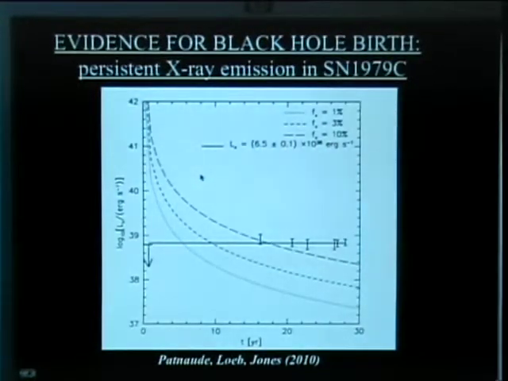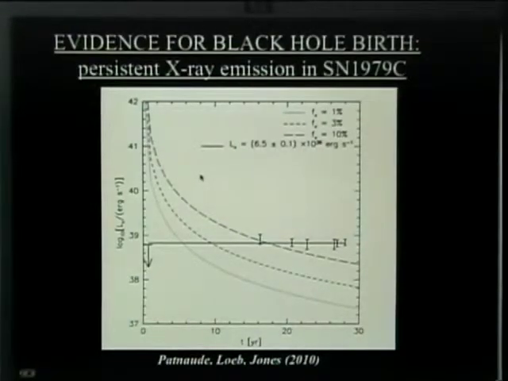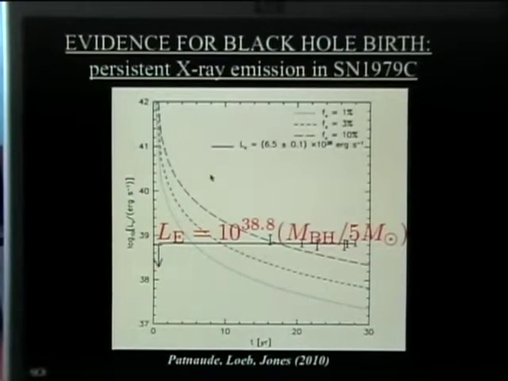There are other systems where we see potential evidence for the birth of a black hole. For example, there was a supernova in 1979. So that's 33 years ago. And the X-ray emission from that particular supernova, 1979C, which was a very powerful supernova, the X-ray luminosity appears to be constant over at least the past 15 years or so. And that constant X-ray luminosity appears to be very close to the limiting luminosity you would expect for a black hole of 5 solar masses that might have been born at the center of that remnant.